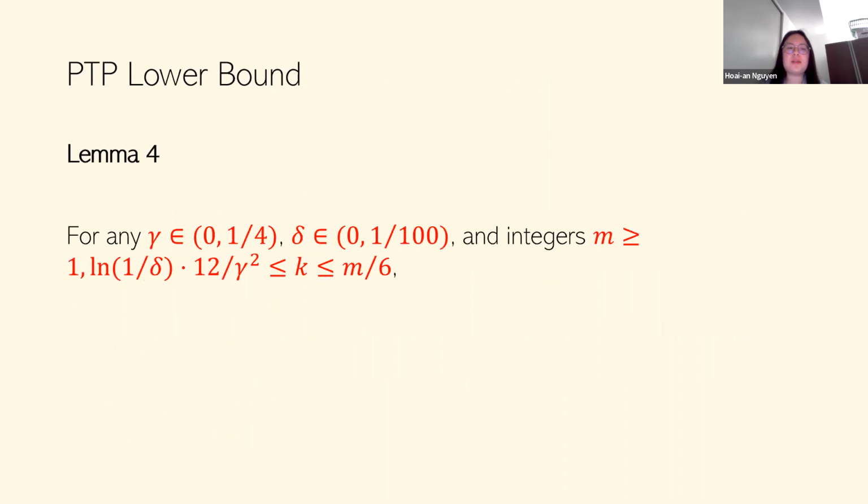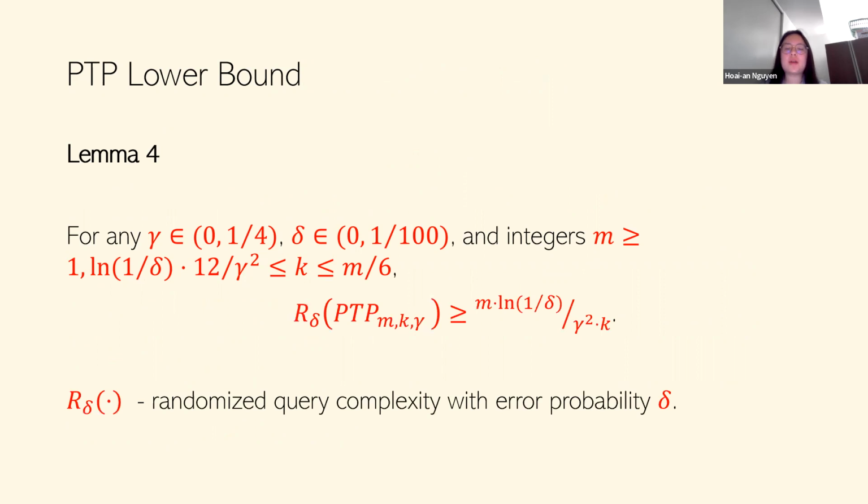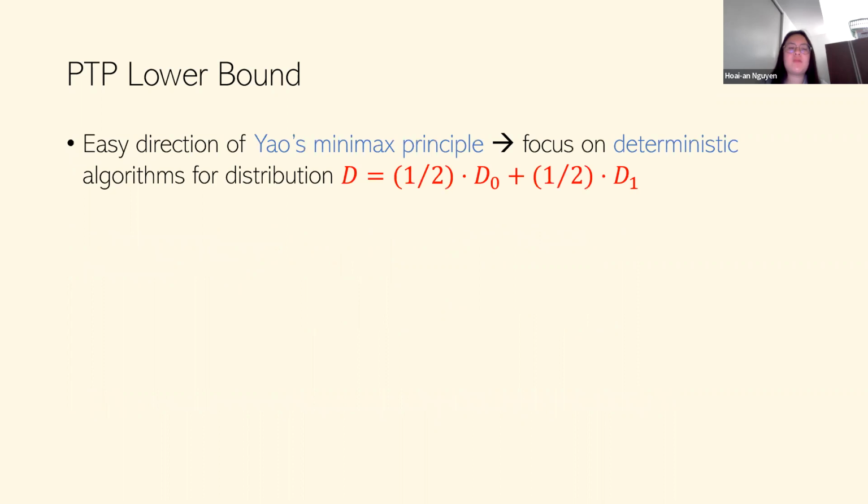And so for PTP, we want to prove the following. For any gamma and delta in a restricted range, and integers m and k, the randomized query complexity with error probability delta is greater than or equal to m times ln of 1 over delta divided by gamma squared k. And how we do this is we use the easy direction of Yao's minimax principle, which allows us to, instead of focusing on randomized algorithms, to focus on deterministic algorithms for the distribution that we defined, meaning that X is drawn half the time from D0 and half the time from D1.